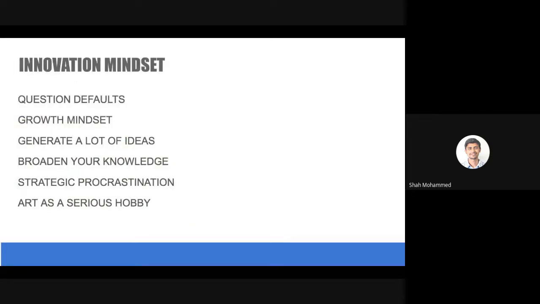So next, the last session, innovation mindset. Design thinkers are innovative, the designers are innovative. There are reasons why they are innovative.